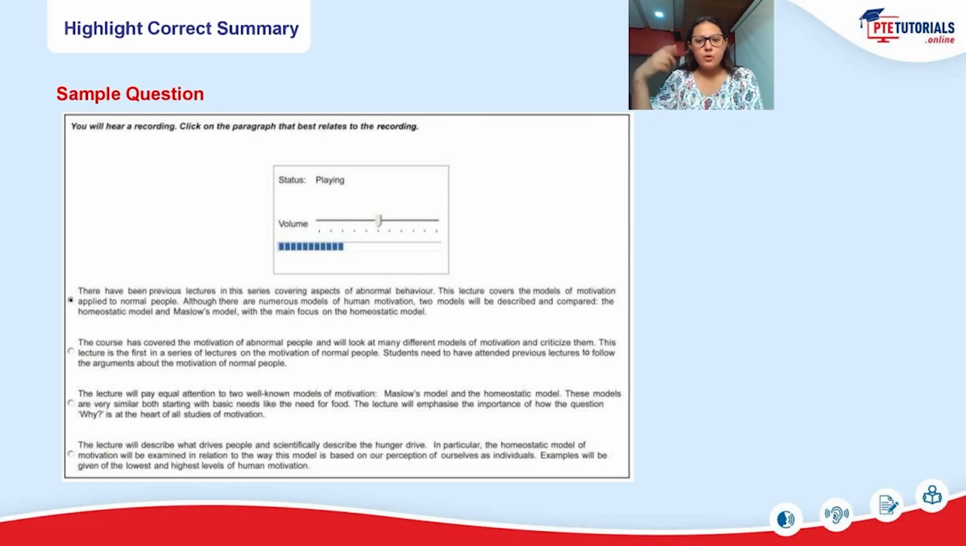Along with the audio, you can jot down the important points in the book. Don't write like in Summarize Written Text, and don't take the keywords in that pattern. In Highlight Correct Summary, take the keywords just for understanding purposes, to make a proper storyline. And just select the answer which has the perfect summary.